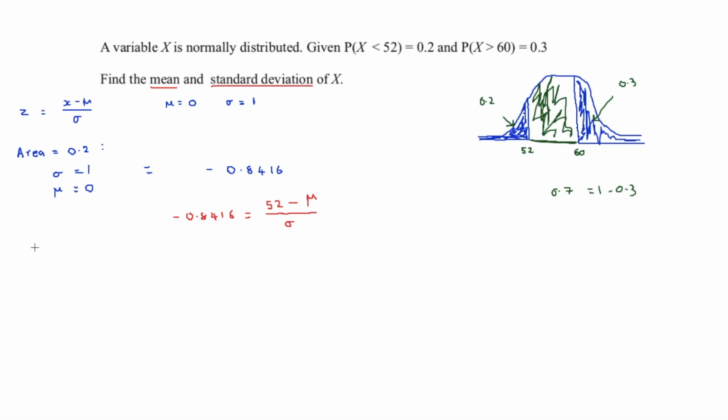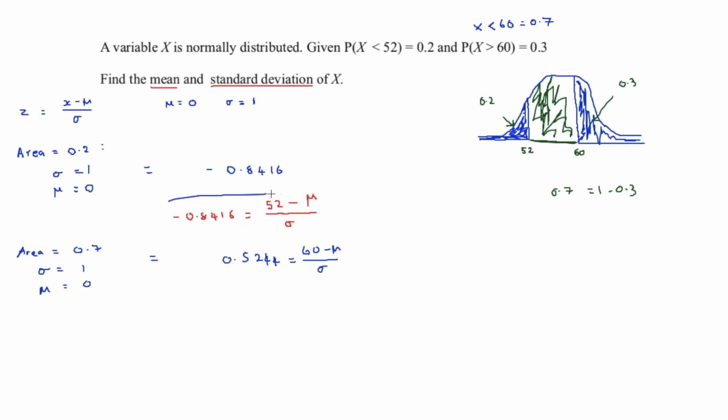Now, on the other hand, we need to look at x is more than 60. For this one, we're going to say that the area is going to be 0.7, and we're going to change it around this time. Instead of x is more than 60, we'll say that x is now less than 60 is equal to 0.7. And that is what we need for questions like this. So the standard deviation is going to be 1 again, and the mean is going to be 0. If we type it in on our inverse normal, we're going to get an answer of 0.5244 is equal to 60 minus the mean over the standard deviation.